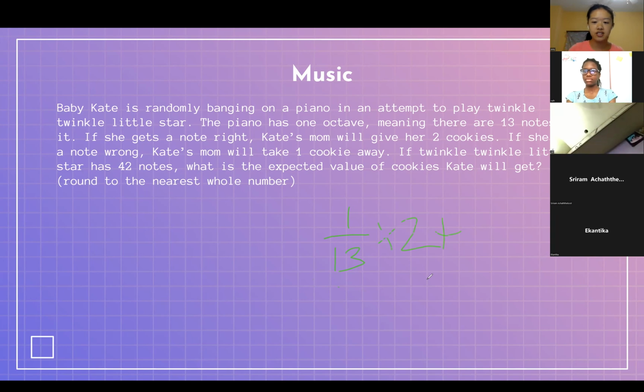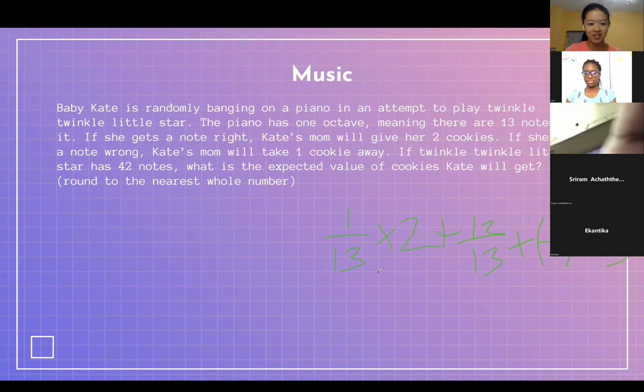However, we also need to take into consideration the fact that they might not get the note correct. What's the chance that they get the note wrong? That's 12/13. And how many cookies will they get if they get the note wrong? They will get -1 cookies, unfortunately. So this is the expected value for the number of cookies you will get for the first note, which is actually a negative number: -10/13.